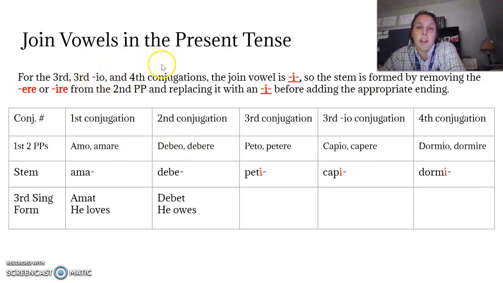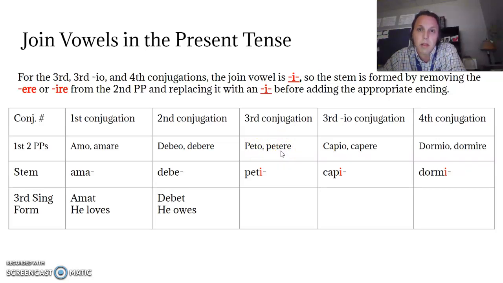Third IO and fourth conjugations, their joined vowel is going to be I. So the stem is formed by removing the ERE or the IRE from the second principal part and then replacing it with an I before adding the appropriate ending. So you'll see here, if we do these next, especially third and third IO, if we do these like we did with the first and second by taking the second principal part and just taking off the RE, you'll notice here you're left with pete. Well, that's not going to be right.